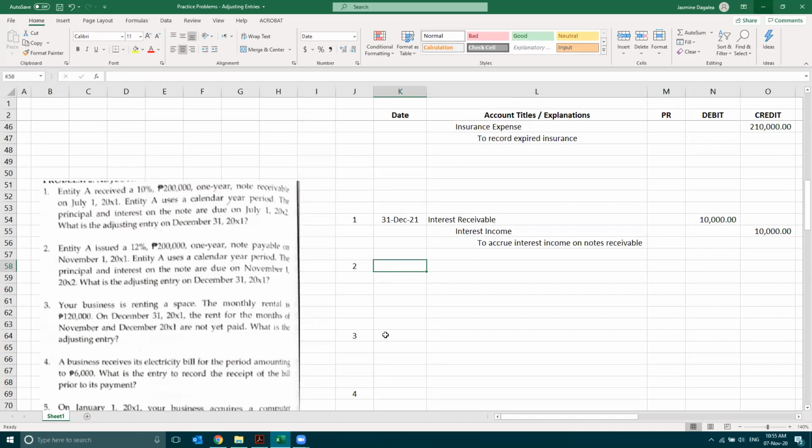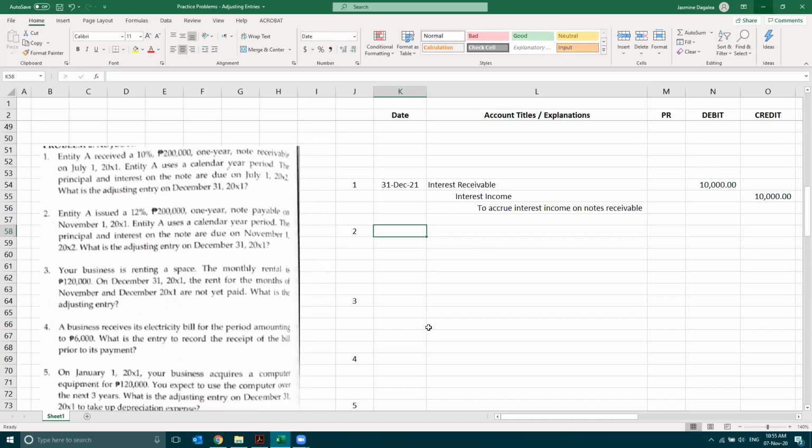So, next example, entity A issued a 12%, 200,000 one-year note payable naman on November 1. Entity A uses calendar year period. The principal and interest will be due next November 1. What is the adjusting entry on December 31?